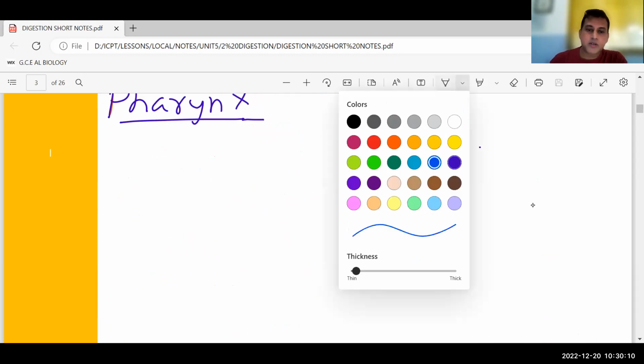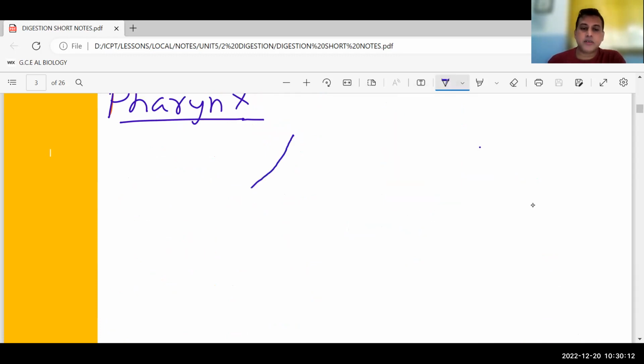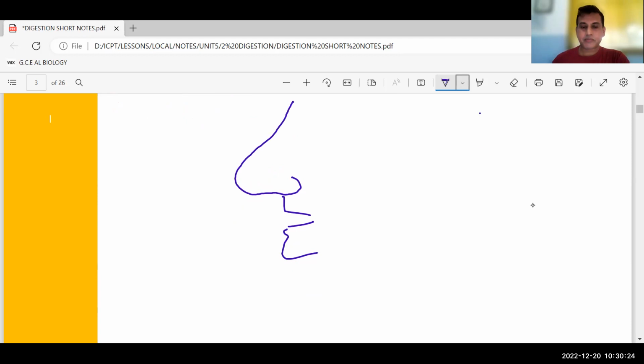Okay, maybe you can start to draw this picture. Nose, mouth, this. It'll be bigger nose, it's okay. And this is the nasal cavity. And here is the mouth cavity, oral cavity. It goes down here.